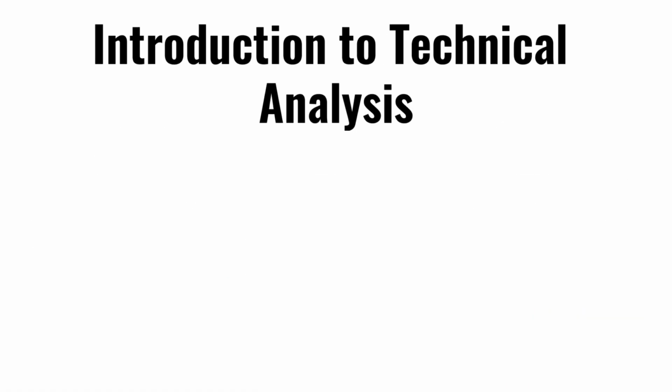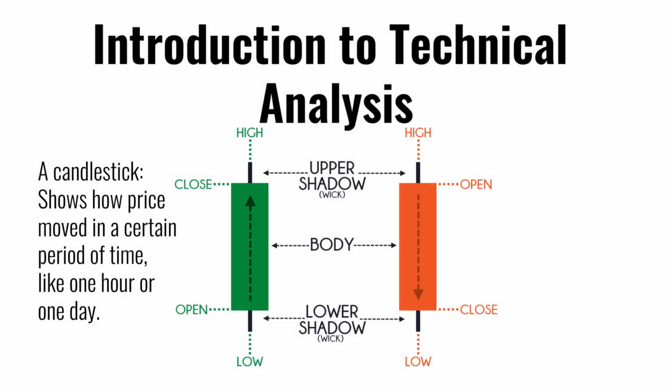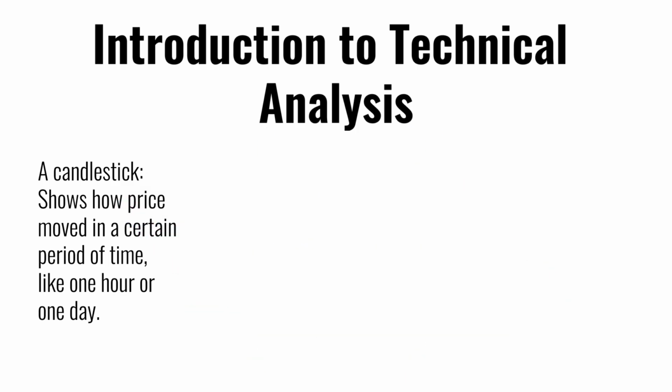Now we will see an introduction to the technical analysis. We will start with candlesticks in trading. A candlestick shows how price moved in a certain period of time, like 1 hour or 1 day. Each candlestick has 4 parts: open, close, high, and low. Now, the colors are important. A green candle means bullish. The price closed higher than it opened. A red candle means bearish. The price closed lower than it opened.